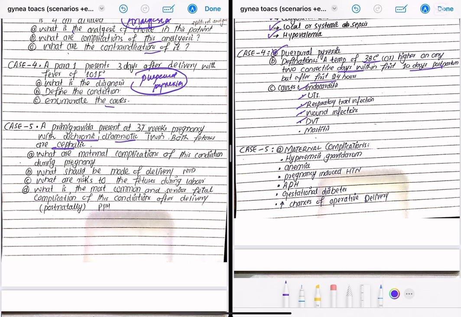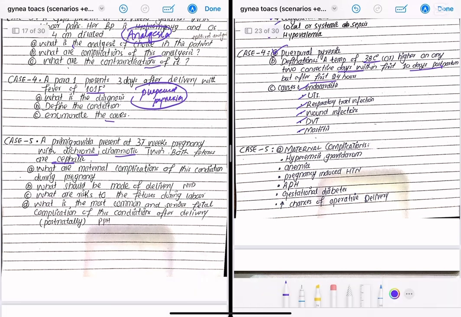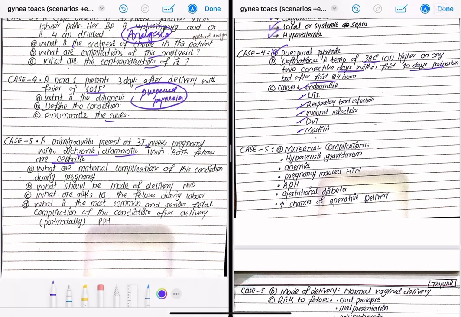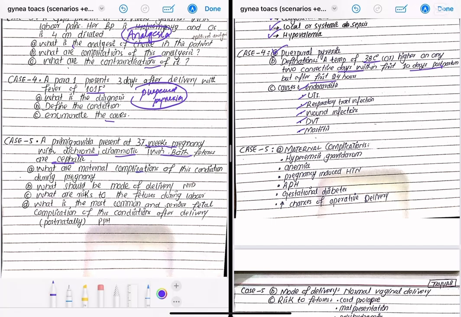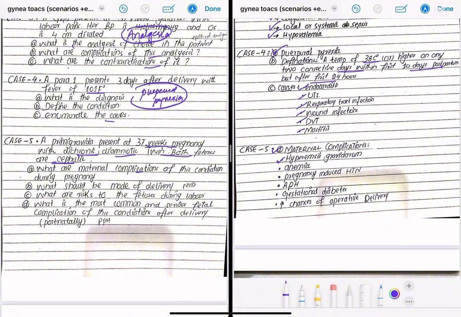Now case number 5 is a primigravida who presents at 37 weeks pregnancy with dichorionic diamniotic twins, and both fetuses are cephalic. So what are the maternal complications of this condition? The maternal complications are hyperemesis gravidarum, anemia, pregnancy-induced hypertension, antepartum hemorrhage, gestational diabetes, and increased chance of operative delivery.